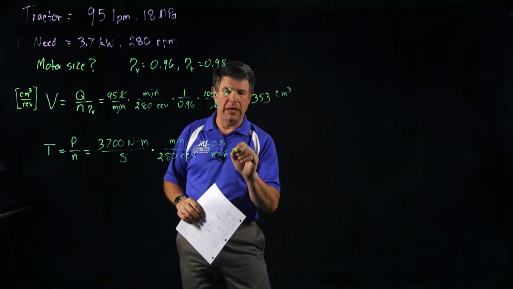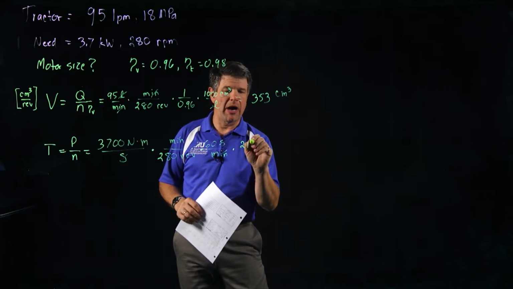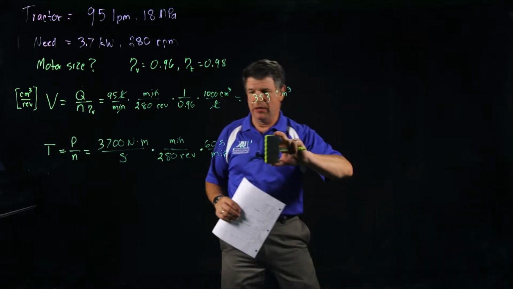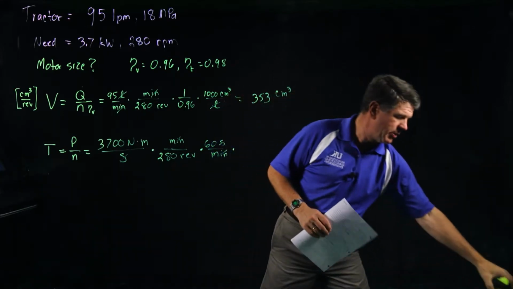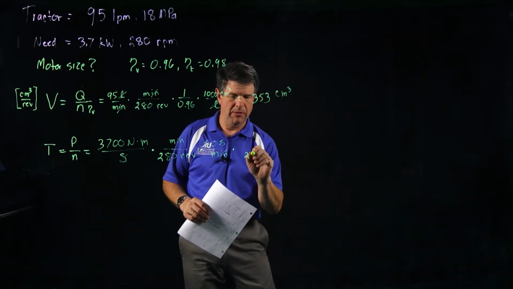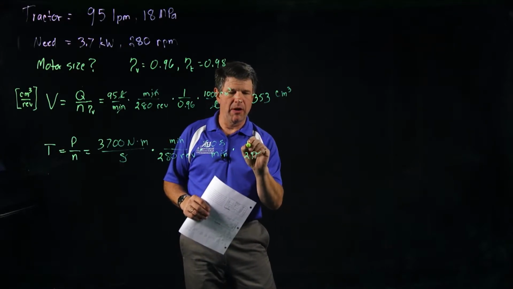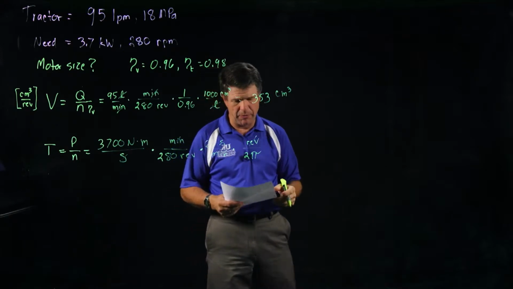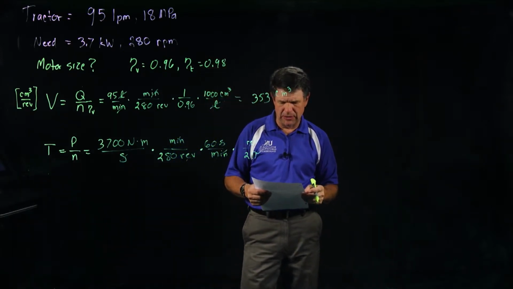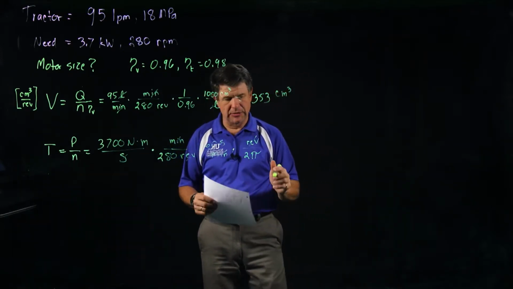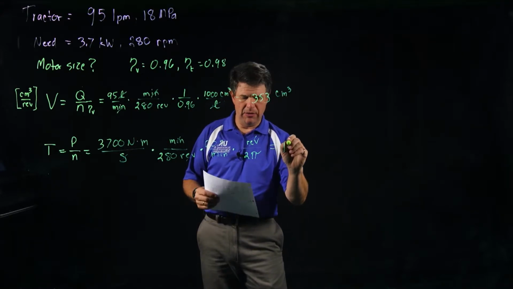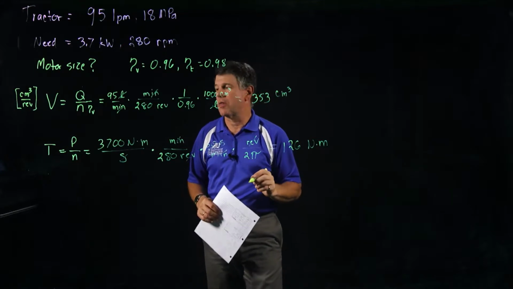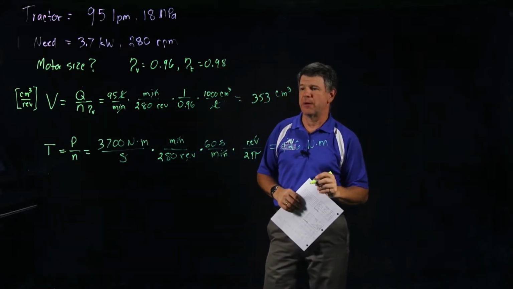All right, so I need to say that there's 2 pi radians, or actually I need to put the 2 pi in the denominator. So 2 pi radians per revolution. That puts the revolution in the numerator. I cancel the revolution off. The 2 pi is considered to be unitless, and so this tells me that I need 126 Newton meters. That's the torque that I need to be able to develop, okay, by that motor.